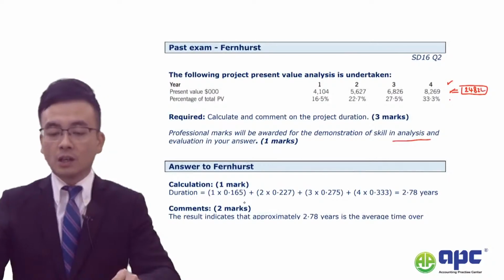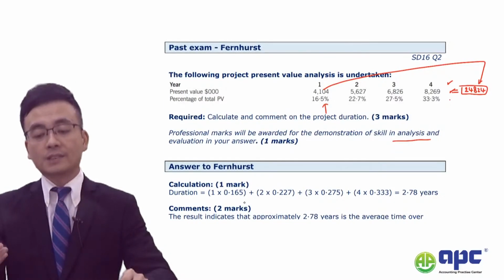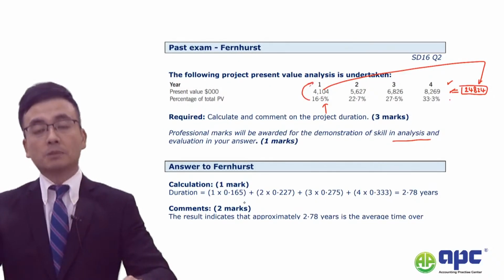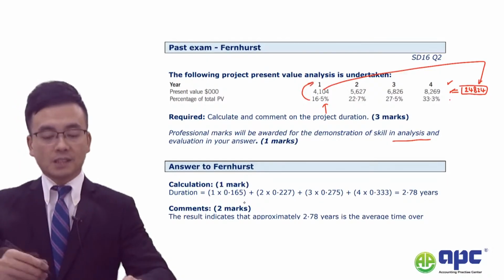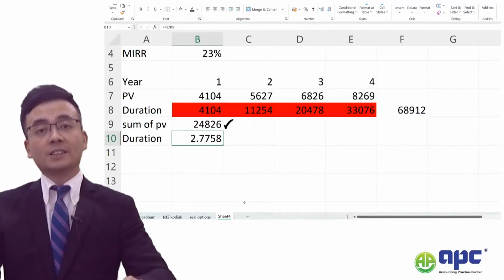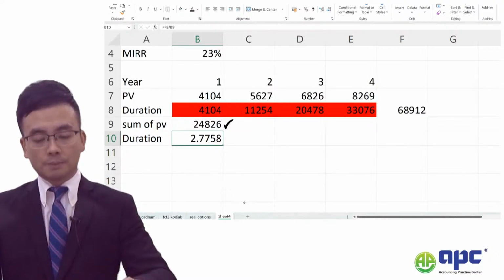So we would like to take the present value each and every year over the total present value. So that would give me that 16.5% in each and every period. So all we would do is use the percentage of total present value and timing by the number of years here, and that would give me the exact same amount of 2.7758 years. So it's entirely up to you which methodologies you'd like to use.